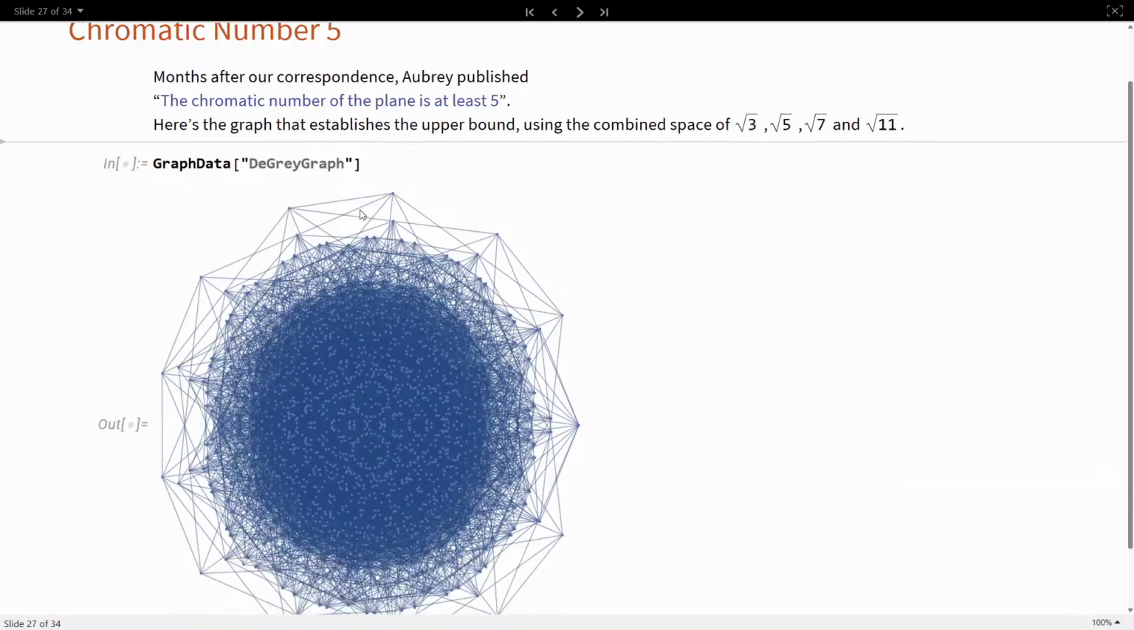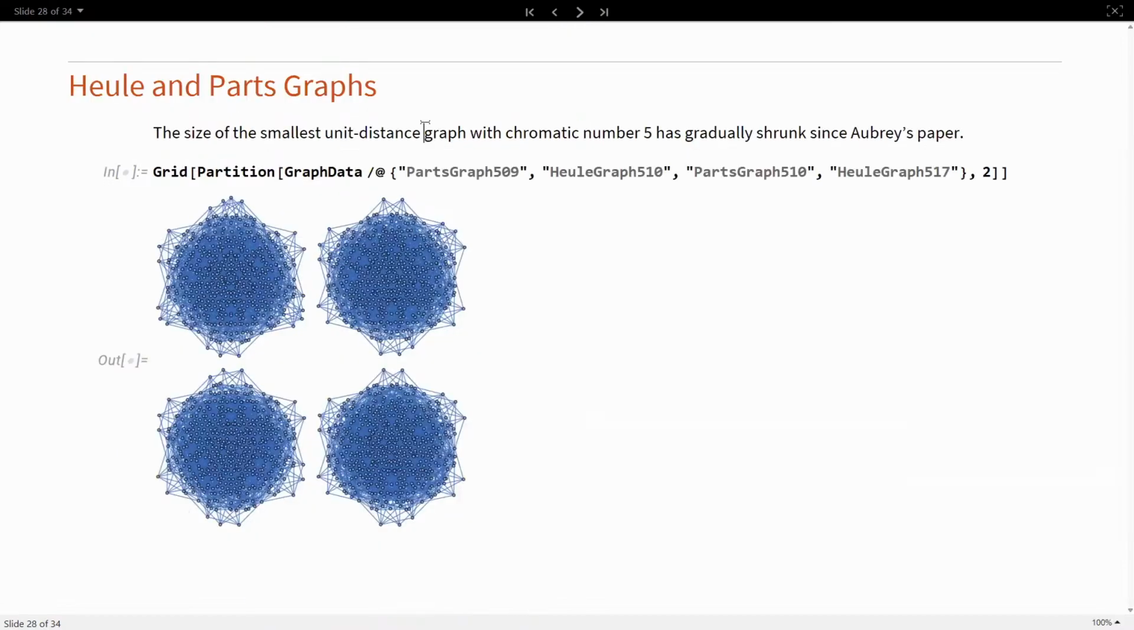This is now called the de Grey graph, and they steadily found smaller and smaller versions of it. The smallest currently known is this one here, which requires 509 vertices. Dr. Parts and Dr. Yule have been trading back and forth for coming up with the smallest graph, and this seems to be the record holder.